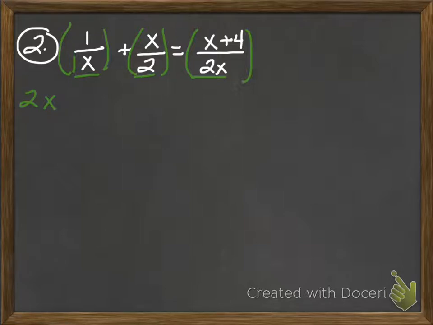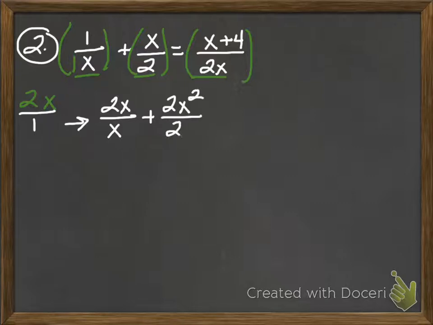So let's see what we get here. 1 over x times 2x over 1 is going to be 2x over x. So here's a good way of checking to see if you got the correct least common multiple. Will the x in the denominator cancel out? And the answer is yes. So far, I'm good. Plus 2x times x is 2x squared over 2 times 1, which is 2.